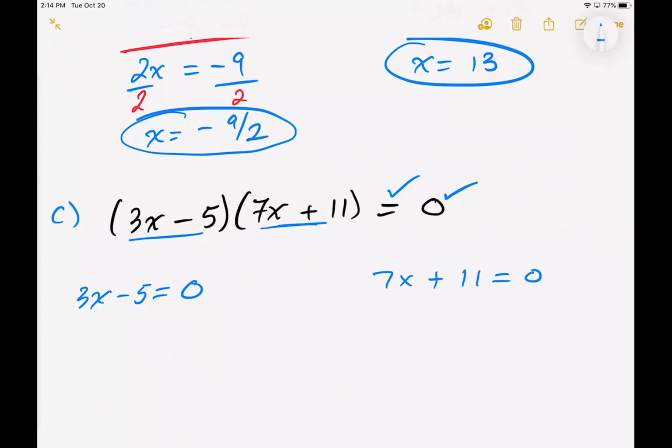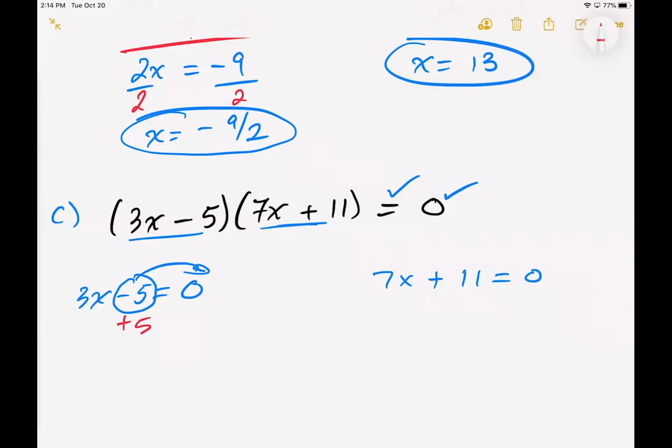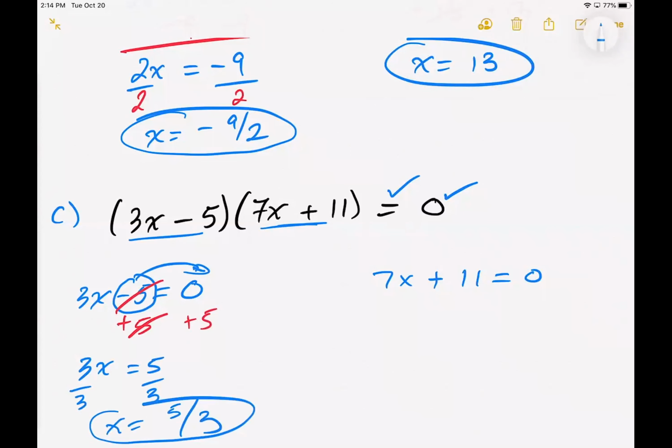To get x by itself, we did this in chapter 3. We did this before, which is solve for x. And to solve for x, we need to do the opposite operation, which means we need to get rid of the 5. To get rid of the 5, I know that I need to add 5 to the other side. If I add 5 to the other side, 3x is equal to 5. And how do I get rid of the 3? I divide by 3, so x is equal to 5/3. That is one of your answers.